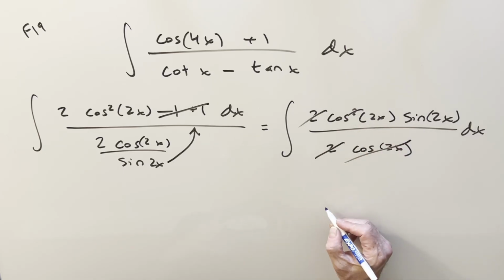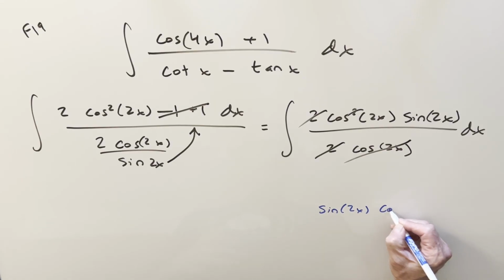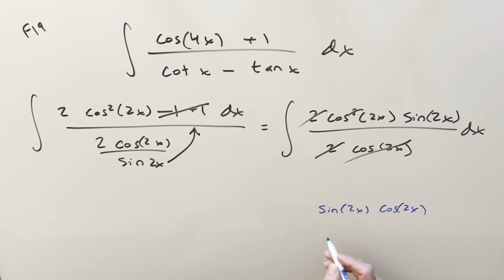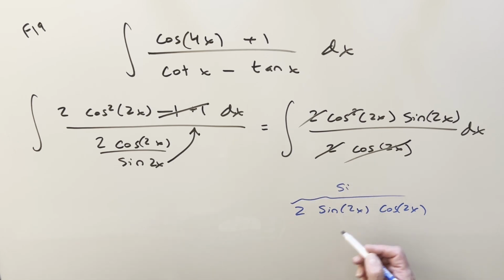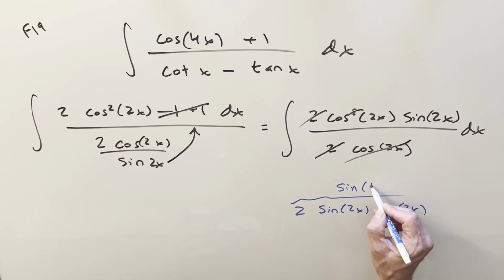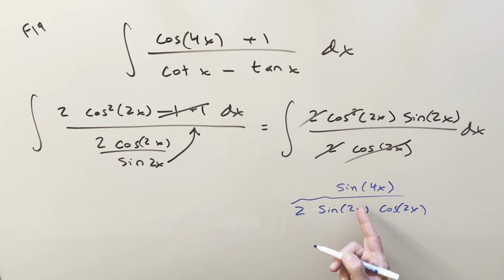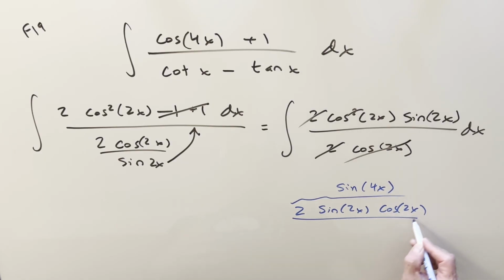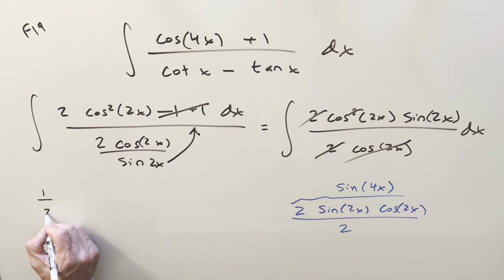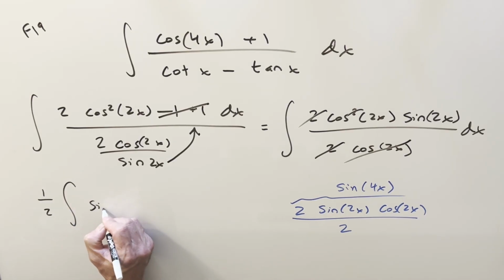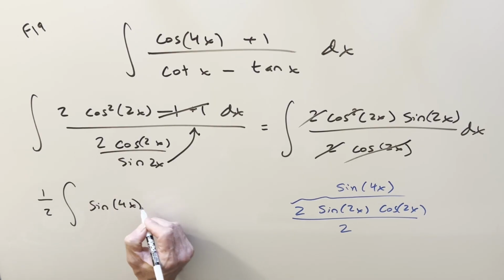With what we have left, let me rewrite it. We have sine 2x cos 2x. If I multiply in a 2, this is the double angle formula again. We're using it a lot in this video. This is the same thing as sine 4x, but I don't want to change it, so I'll divide off 2. Putting this back, I'll take the 2 out as a constant and write it as 1/2 integral of sine 4x, and we can integrate this and finish it off.